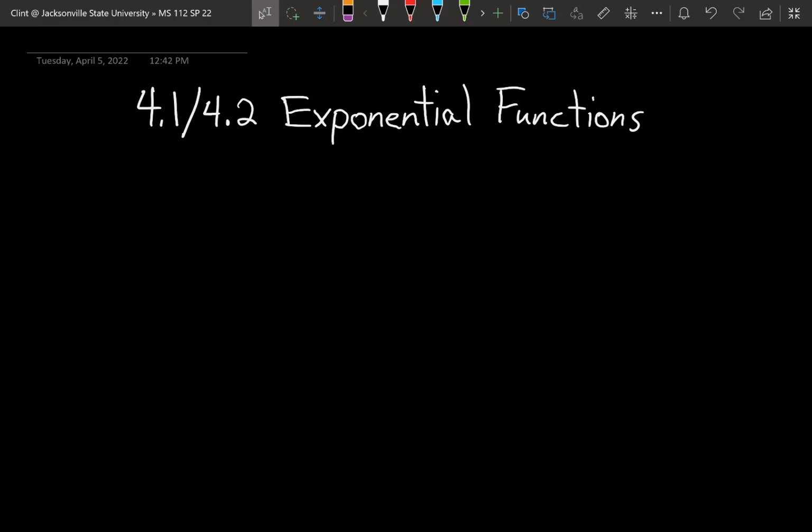So still dealing with functions. In chapter 4, we get two new types of functions that we deal with. The first one we're going to look at today is called exponential functions. And then we'll look at logarithmic functions, logarithms, next time. We'll do a little bit with them, and that'll be as far as we go in this class.